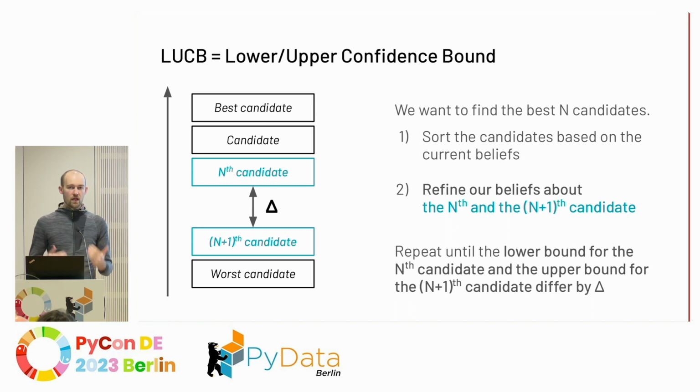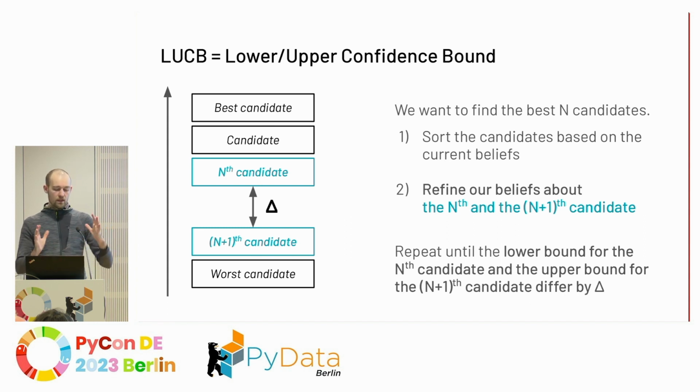And then instead of checking all of them again, we will just look at the nth candidate, so the one we're just about to keep, and the n+1th candidate, so the one which we're just about to drop and not consider further. And we will only refine our beliefs about these 2 candidates. And then what might happen is that they just stay in their place, or they swap positions, or they move somewhere entirely different. And that's fine, but we will just continue doing this over and over and over again.